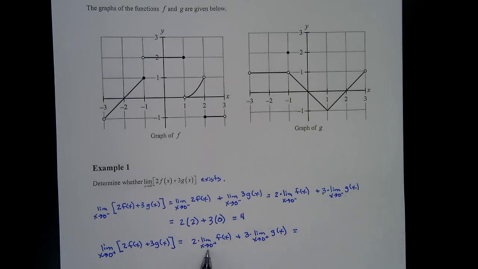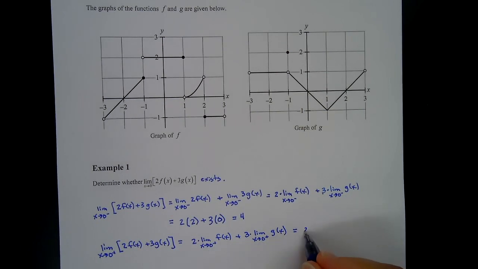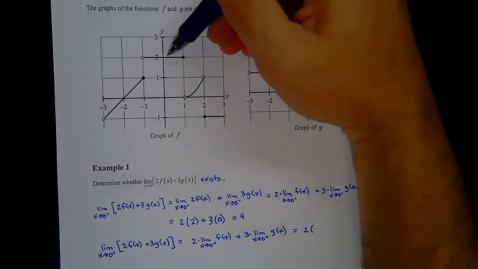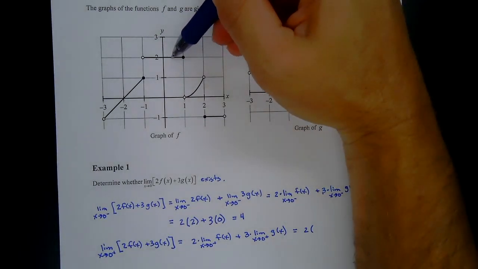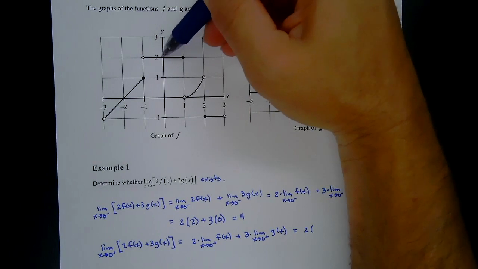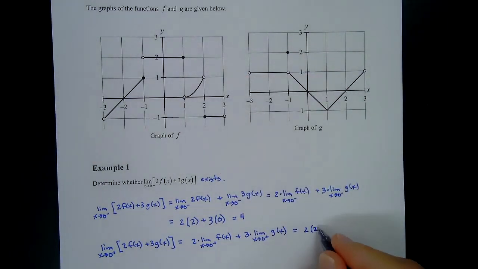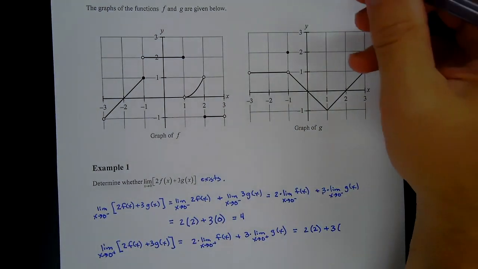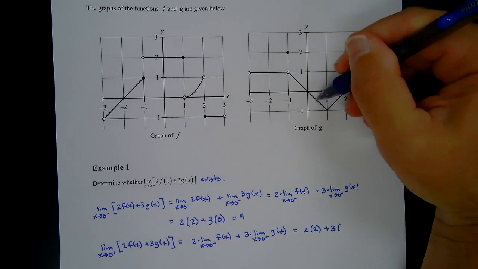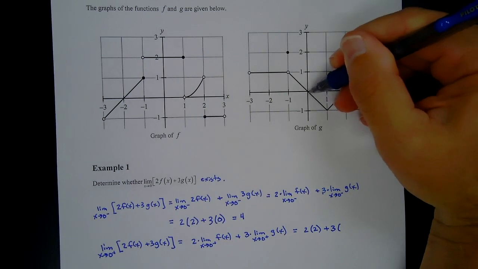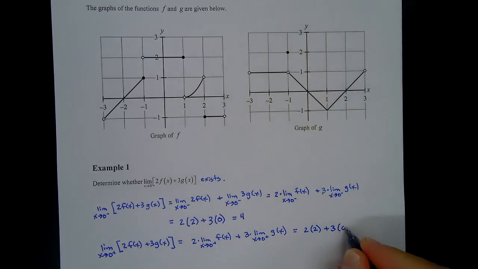Okay, so this one is going to be 2 times, and if we approach 0 from the right, it's still going to be 2, right? We're over here on the right, to the right of 2, and we're approaching 0, so it's still going to be 2. And then plus 3 times the limit as x approaches 0 from the right. We're to the right of 0, and we're approaching it, and it's also approaching 0, right? So this would be 2 times 2, which is 4, plus 0, so that would equal 4.